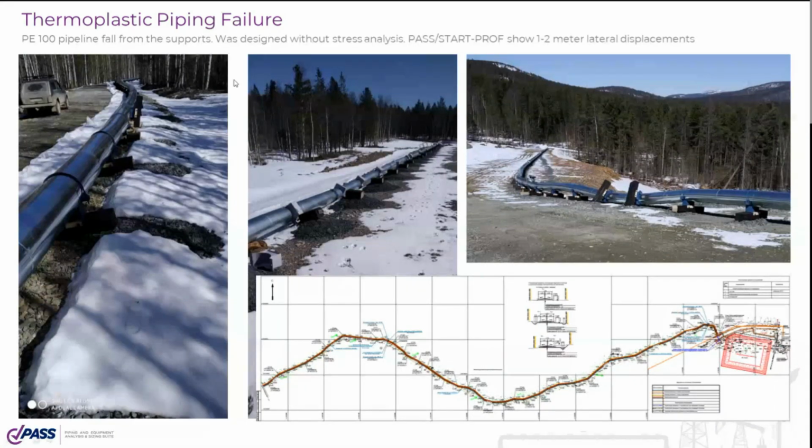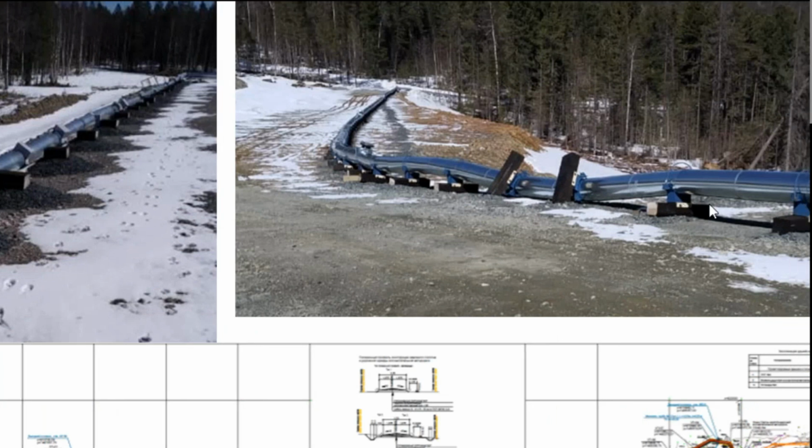This is another example. This is the PE100 piping system, a very long pipeline between cities. The supports were like this. You see, it's a brick with a support connected to it and connected with a clamp to the pipe.